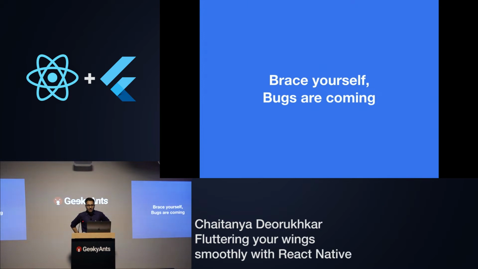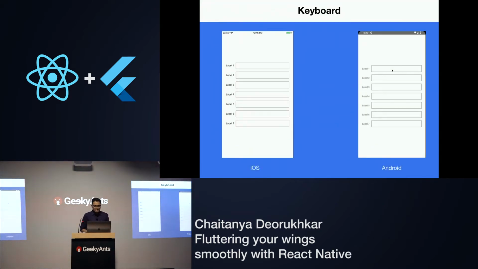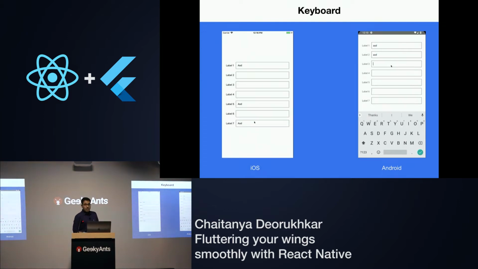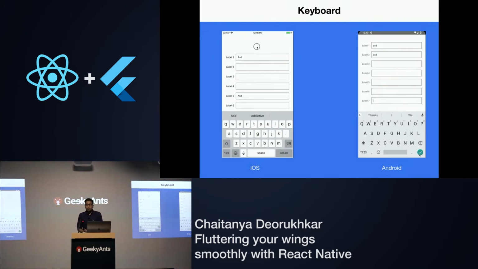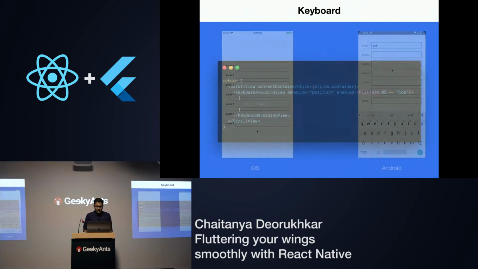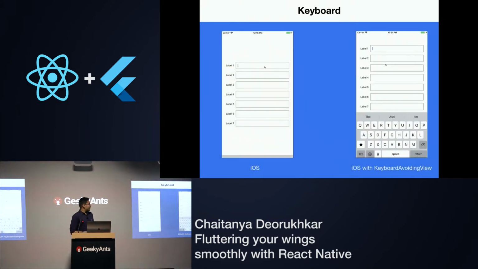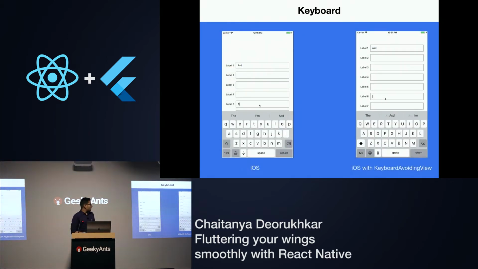I'm going to start off with a very tiny bug, which is for the keyboard. On the left side, which is iOS, I have 7 text inputs. I can't reach the 7th text input no matter what I do. But when it comes to Android, it's handled natively, very smoothly. To solve that problem, there's something called KeyboardAvoidingView, which is provided by React Native. It's just a small component which you wrap around all of your content. Once I wrap that around my components, everything suddenly seems to be working fine. So you can reach the 7th text input very smoothly.